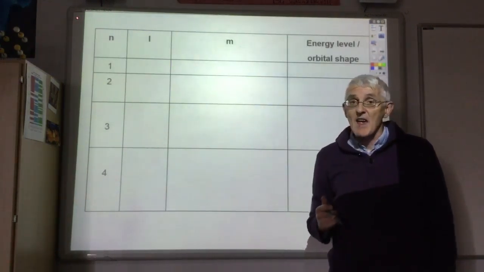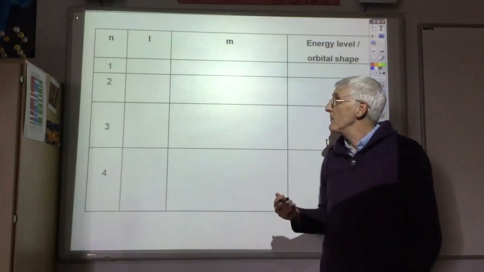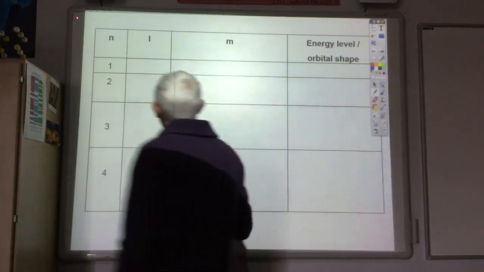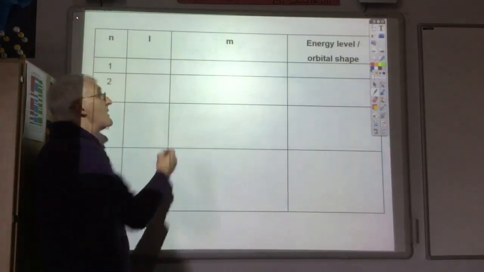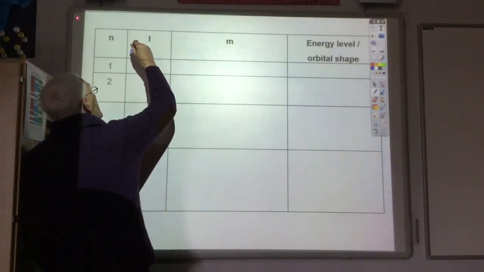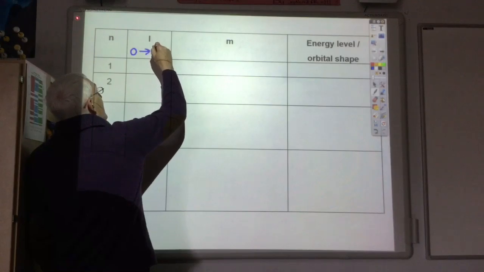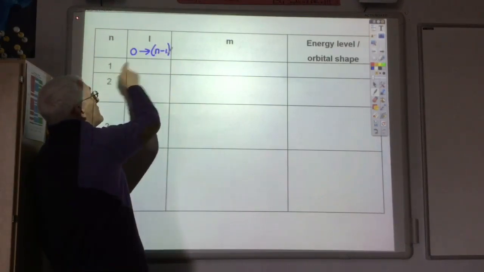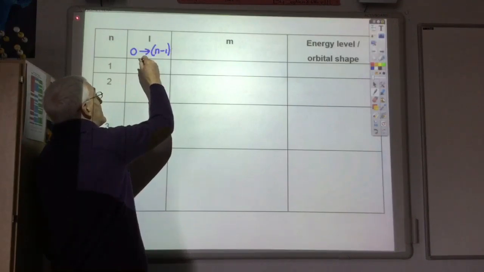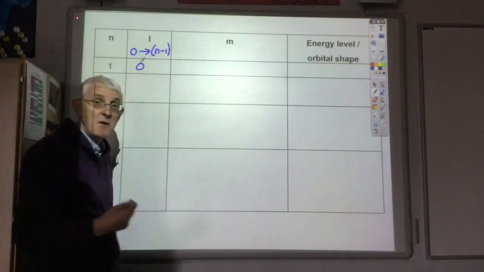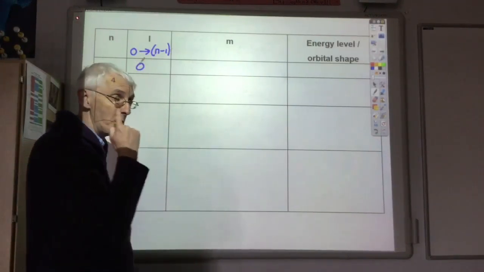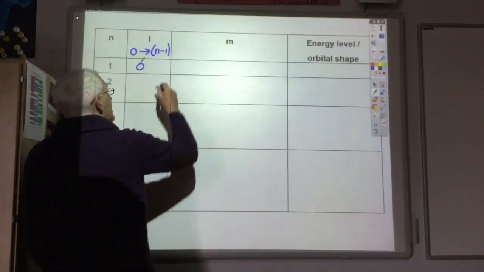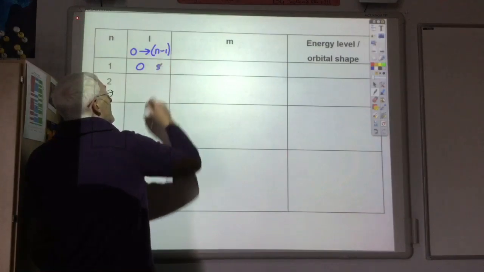So, if the principal quantum number has the value 1, then the value of l can vary between 0 up to a value of n minus 1. So, if n equals 1, the value of l has got to be 0. And remember, that's telling you the shape of the orbital. So, if the l value is 0, that's telling you it's an s orbital.